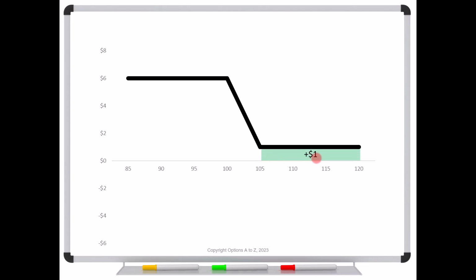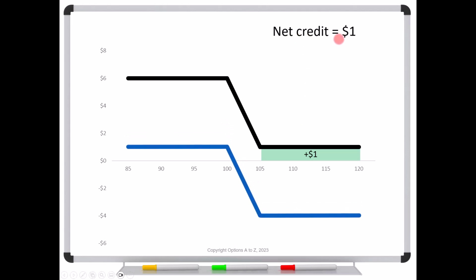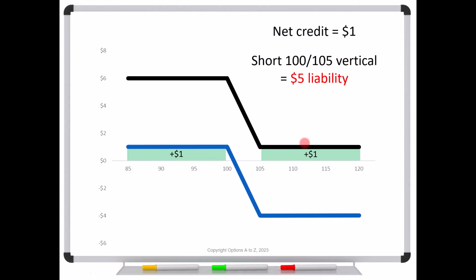But what's the reality? The reality is that you're not on this black line, but instead on this blue line. So yes, you did get a net credit of $1. You spent 2 for the butterfly, you sold the vertical for 3. And that is giving you this net down here. But you still are short the 100, 105 vertical, which remember is a $5 liability. So you've got a dollar credit after all of these cash flows, but you have a $5 liability spread sitting in your account. So now your maximum loss is 4.